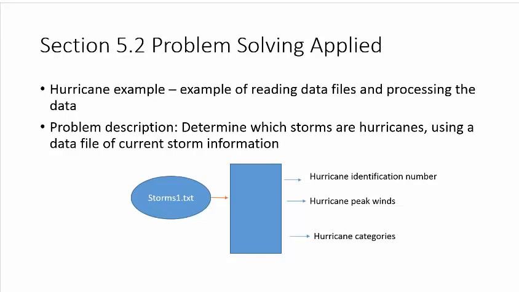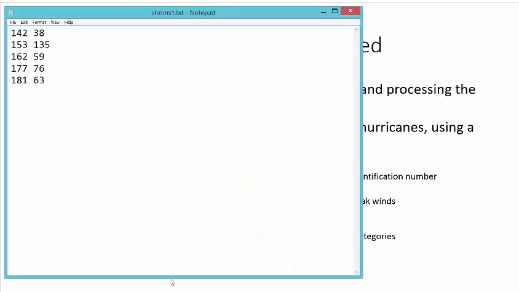So the first thing with a problem like this, besides understanding what the ins and outs look like, is knowing what the data file looks like. Turns out this is a little bit of a trivial example, but it could be a large file. So this is what the data file looks like. The first column is, I don't actually remember which way. We'll find out in a moment. One of these is the miles per hour column, and the other one is the hurricane ID number.